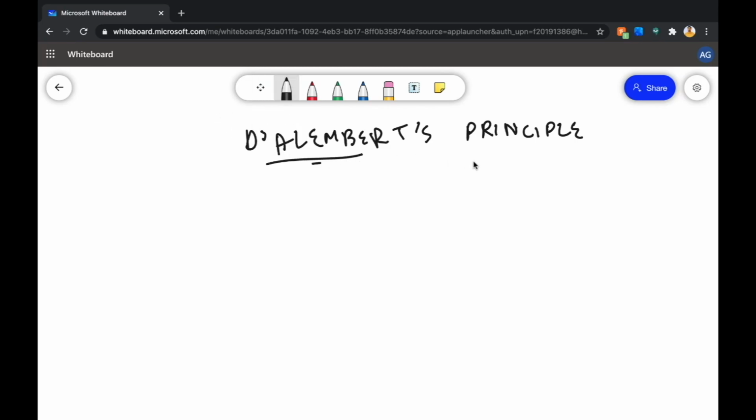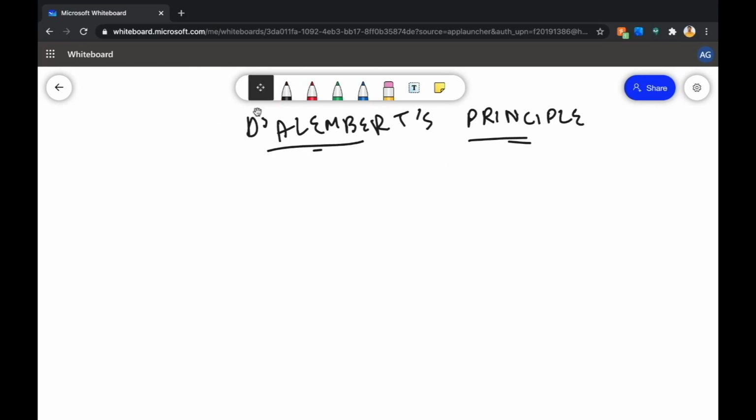Okay, so let's talk about D'Alembert's principle today. I'll try to give you an intuition on what it is about. I can write force is equal to ma from Newton's second law, which is equal to p dot, where p dot is equal to dp by dt. P is nothing but the momentum of an object.